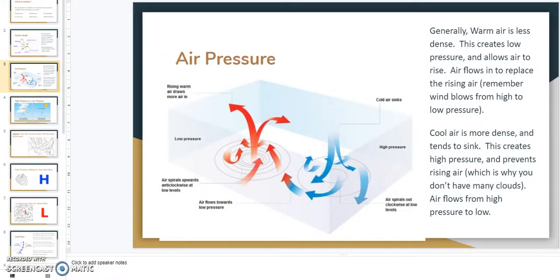All right, this is part 2 for the weather basics. I'm on the third slide that reads air pressure. Over here, let's just hit the highlights. Generally, warm air is less dense. This creates low pressure and allows air to rise.